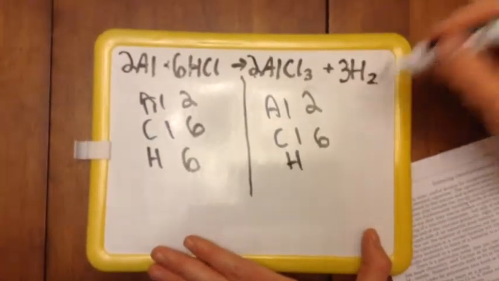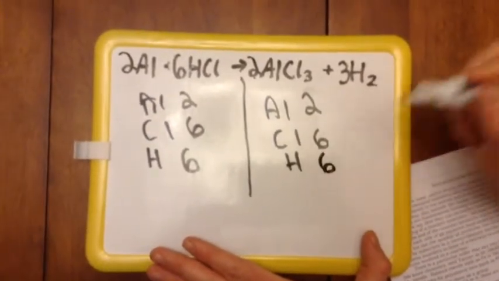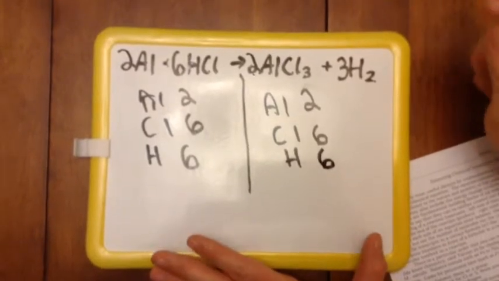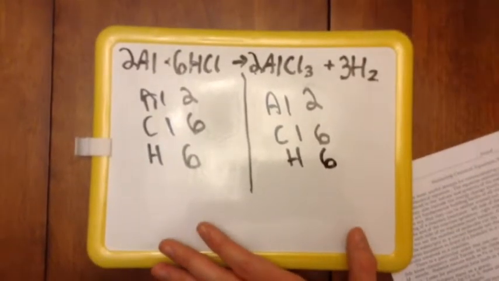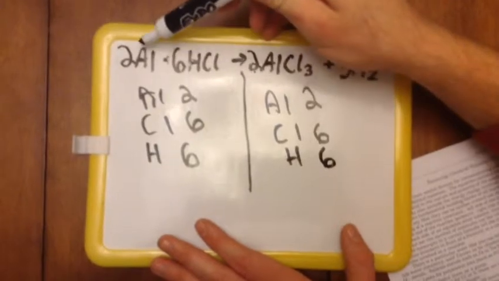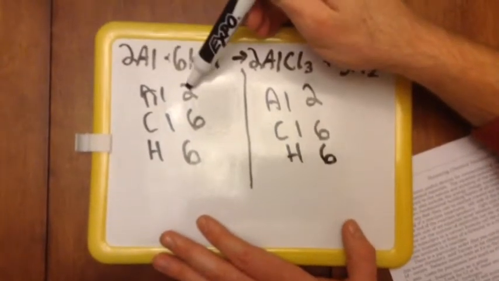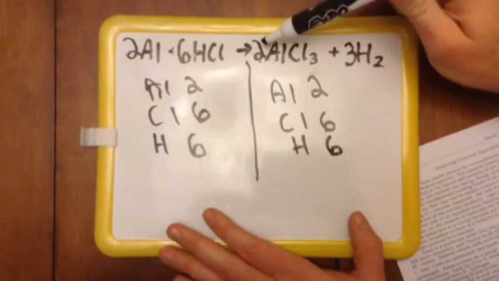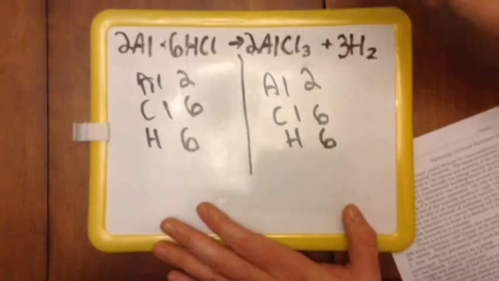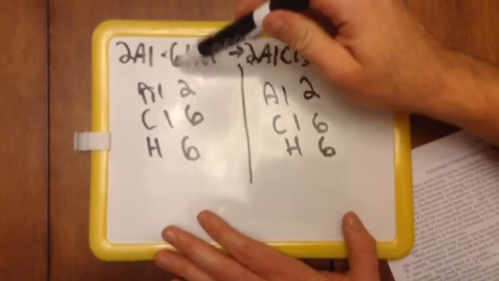I'm going to say that 3 times 2 is going to give us 6 hydrogen, but the last thing we always want to do is check our work. That's how you know you're right. So let's count them up from the beginning. How many aluminum do we have here on the reactant side? 2. How many on the product side? 2. That's good.